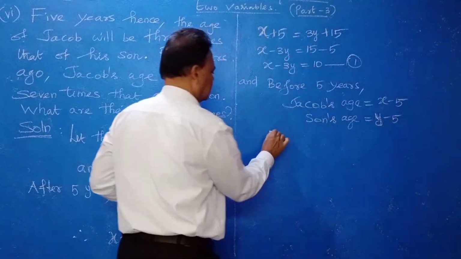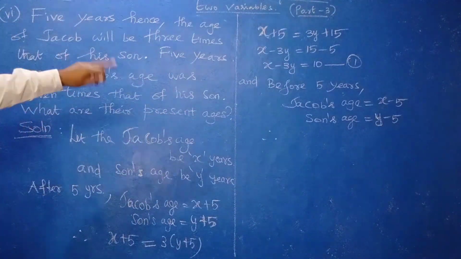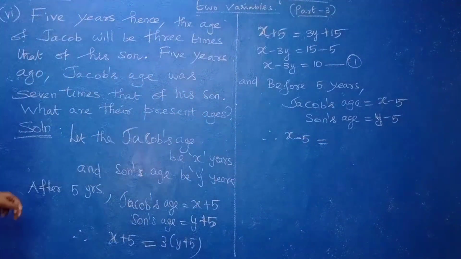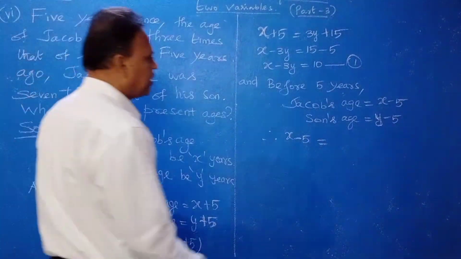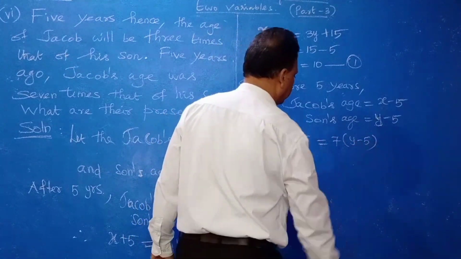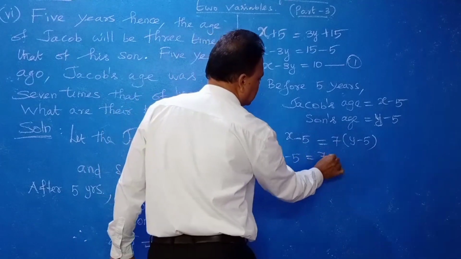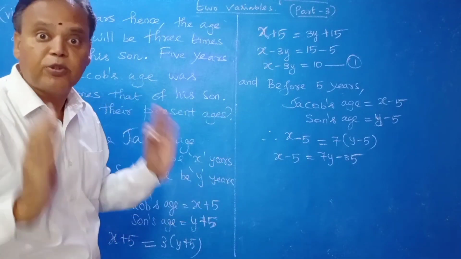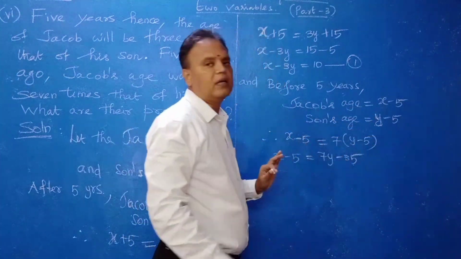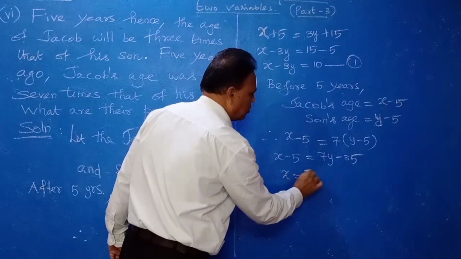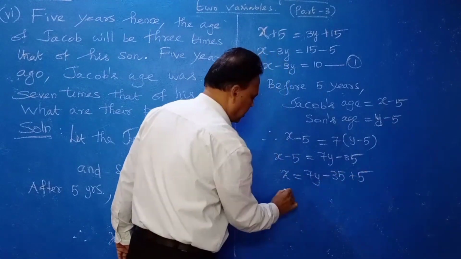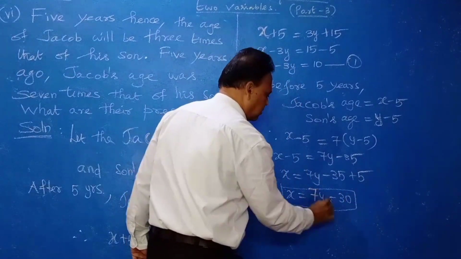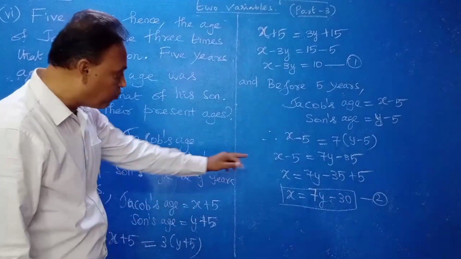Now you come to the condition. 5 years ago, Jacob's age, you write x minus 5, is equal to, was 7 times that of his son, means 7 into son's age. 7 times means into. Now simplify this: x minus 5 equal to 7y minus 35. From this you find x, because you are going to apply the substitution method. Bring the minus 5 to this side, so x is equal to 7y minus 35 plus 5. So x is equal to 7y minus 30. This is equation number 2.